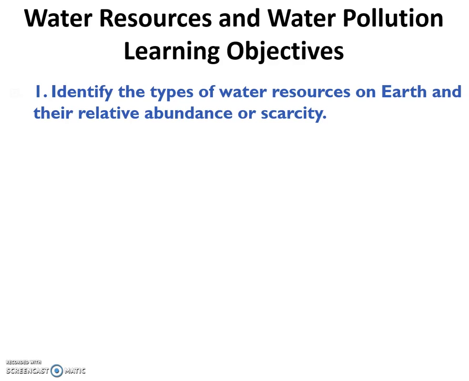And regarding the relative abundance or scarcity of each of these resources, there is a huge disparity. Some are abundant but not usable, and relatively usable water is relatively scarce.